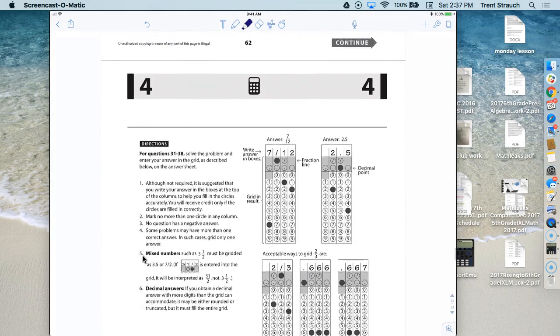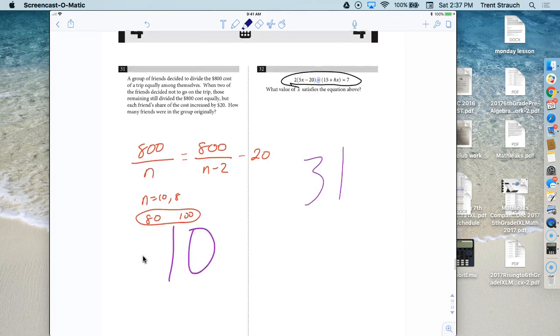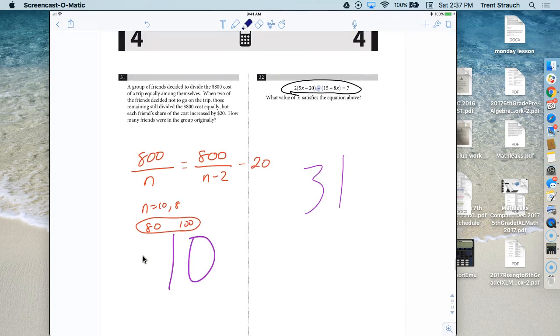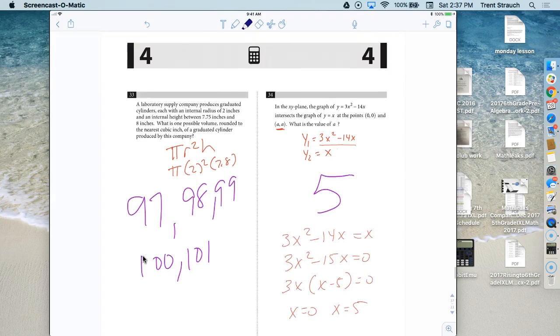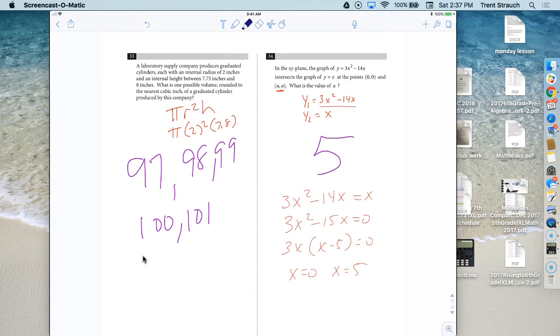So now, let's look at these real quick. Let's see if you did these. All right, flip over, please. 31 and 32. If you didn't get a chance to do them, don't worry about it. But 31 was 10. 32 is 31. 33, you had choices. It could have been 97, 98, 99, 100, or 101.